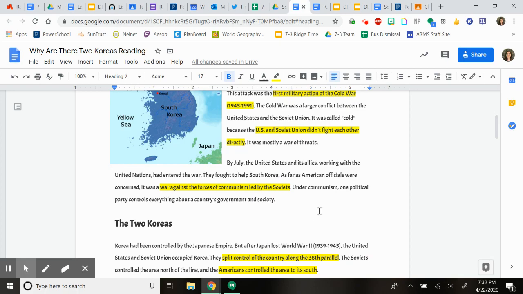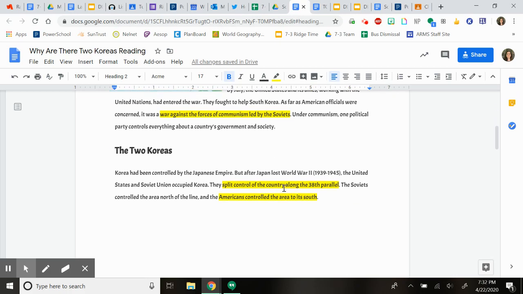By July, the United States and its allies, working with the United Nations, had entered the war. They fought to help South Korea. As far as American officials were concerned, it was a war against the forces of communism led by the Soviets. Under communism, one political party controls everything about a country's government and society.